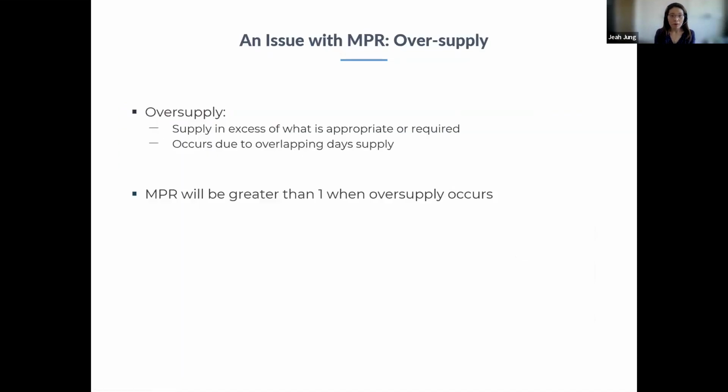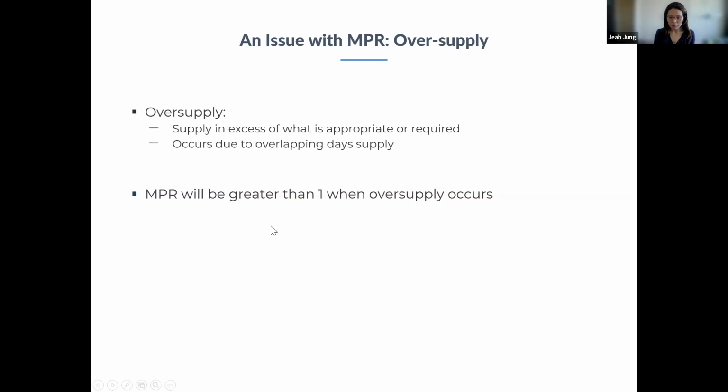Right. So now one issue with the MPR here is oversupply, or overlapping supply, and this is supply in excess of what's appropriate or required. So in this case, when there is overlapping days of supply, the MPR will be greater than 1. Wait a second. What does this mean? MPR is greater than 1.